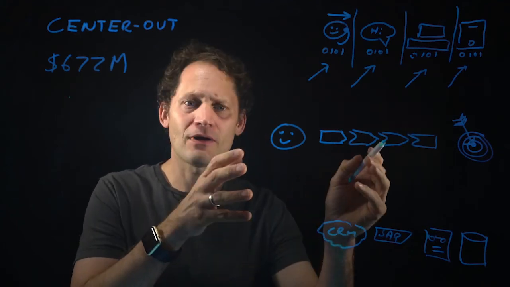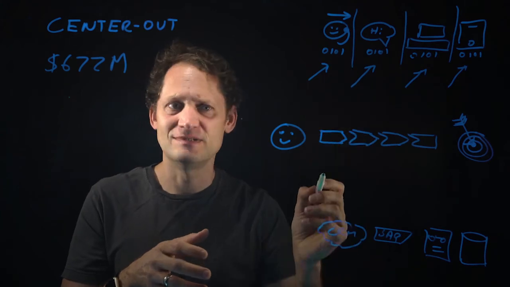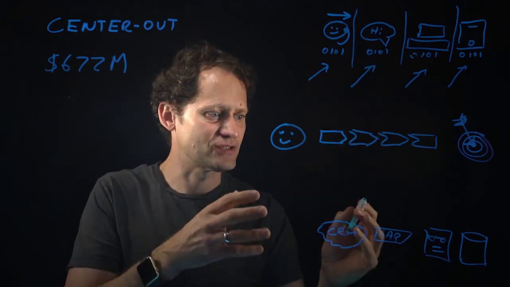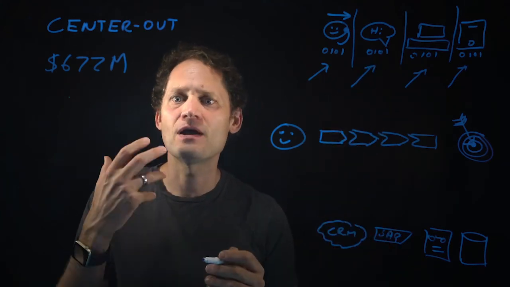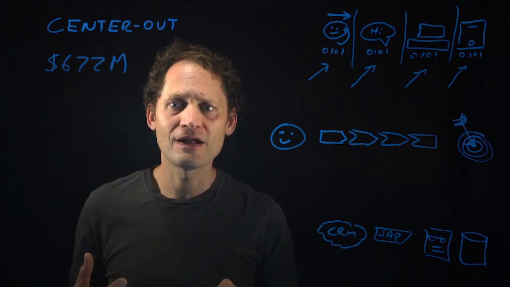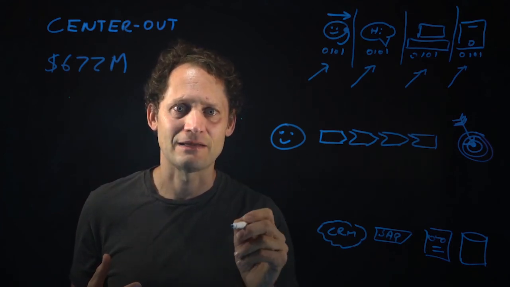So a center-out business architecture helps you avoid the mistakes of starting in the channels and starting in the systems. It can deliver incredible results. And in our next videos, we're going to talk about exactly how to build it.